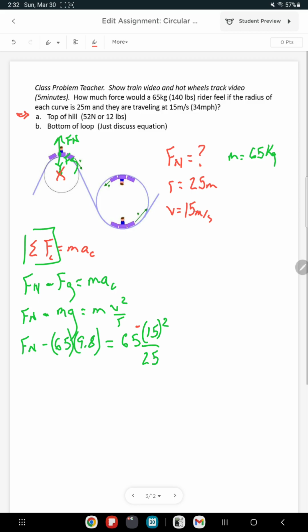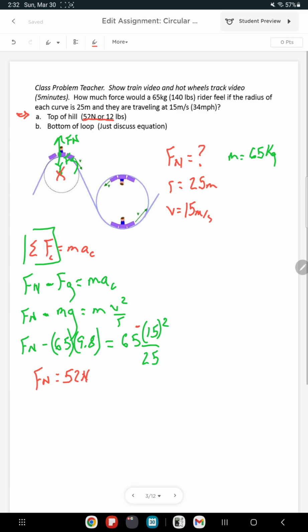So we do that, and we get Fn equals 52 newtons. And so if we convert that to pounds, we multiply that by 0.225 pounds in a newton, and then that's where I'm getting the 12 pounds from up in the answer up here.